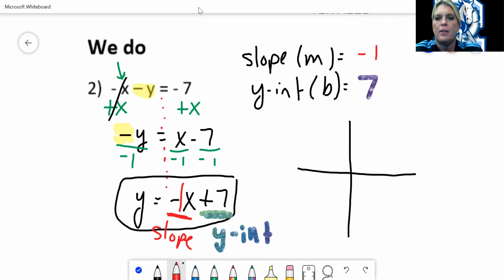Well, now to graph it, I'm going to start up here at 7. And my slope is negative. So from left to right, I'm going to go down like this. But let's double check with our calculator that that's really what's happening.